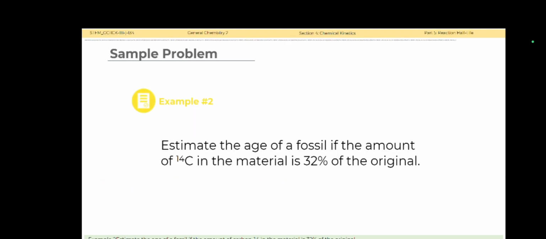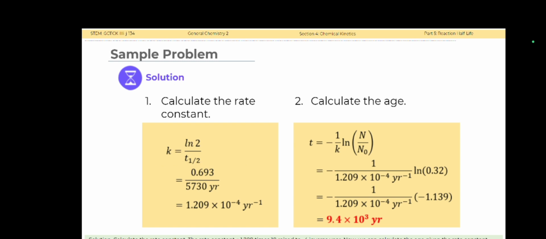Example number 2. Estimate the age of a fossil if the amount of carbon-14 in the material is 32% of the original. Solution: calculate the rate constant. The rate constant equals 1.209 times 10 raised to negative 4 inverse year.